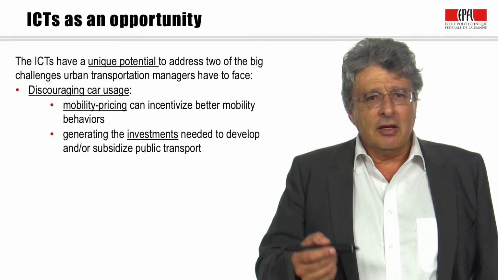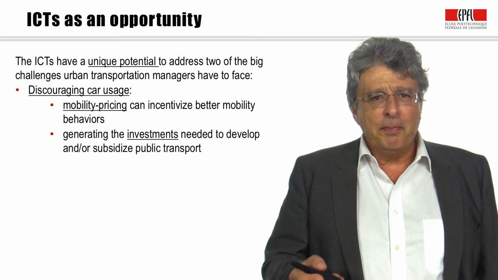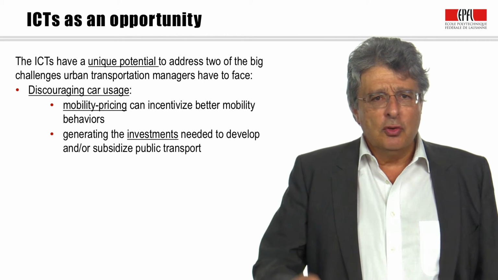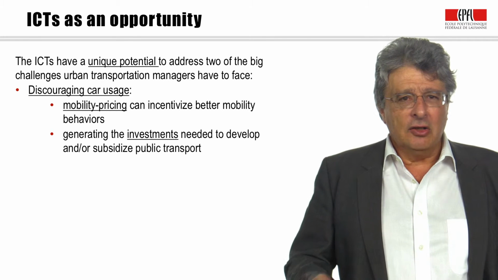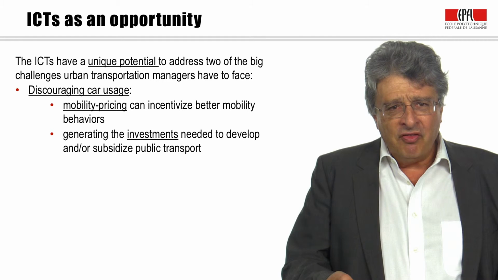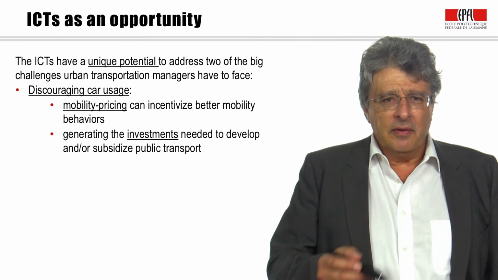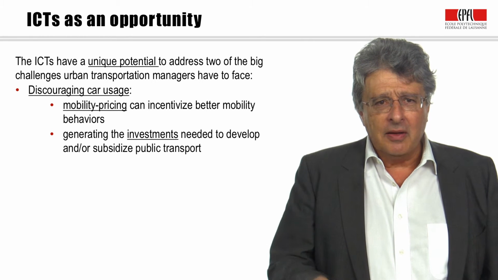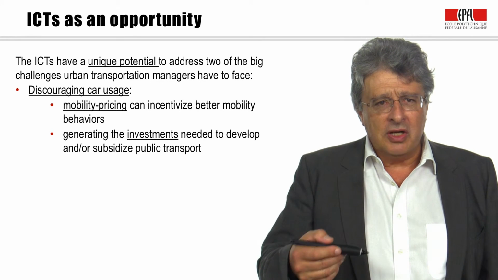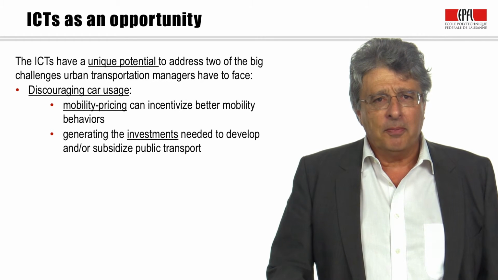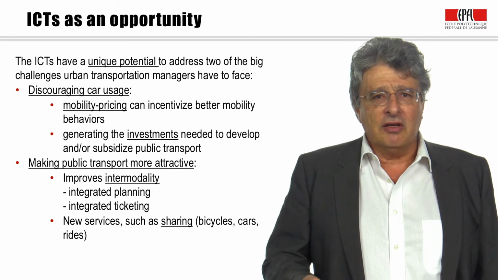They can do that by creating mobility pricing schemes, which can incentivize better mobility behavior. For example, you pay for congestion, you pay for entering into the city. You pay at certain peak hours more than you pay at low peak hours. And the ICTs technologically allow for pricing the mobility of the people who move around in the city. And then this money can be used to generate the necessary investments to develop or to subsidize public transport in the city. The second thing that the ICTs can do is to make public transport more attractive.